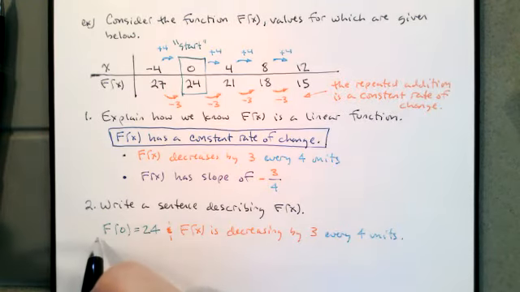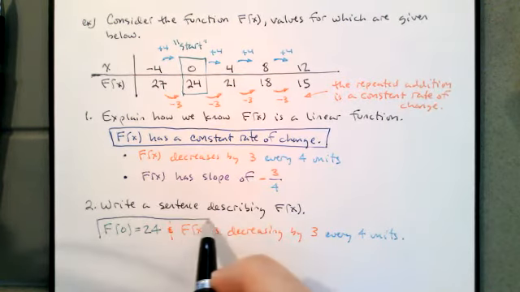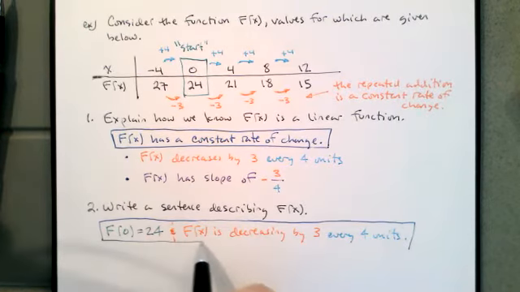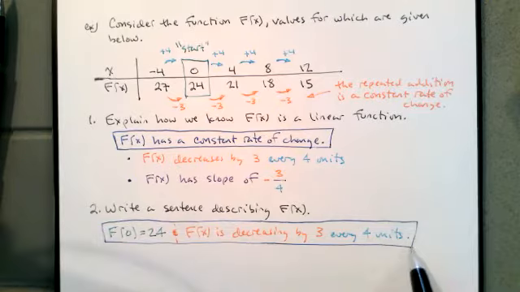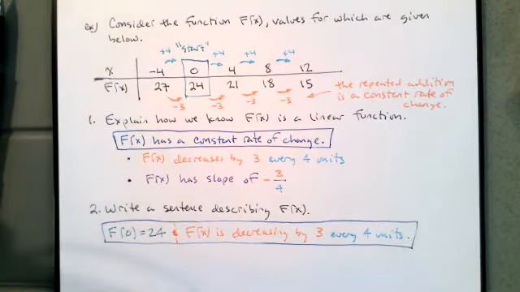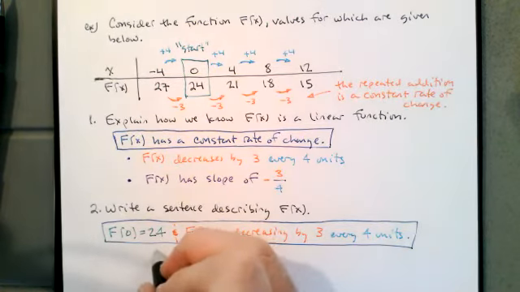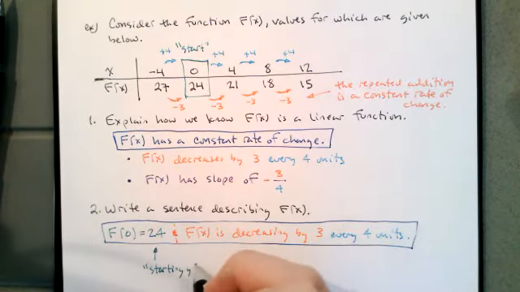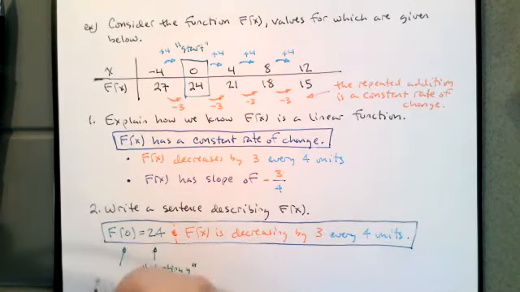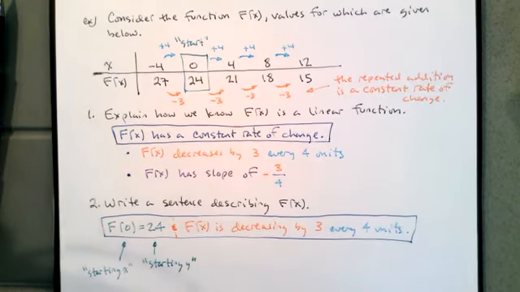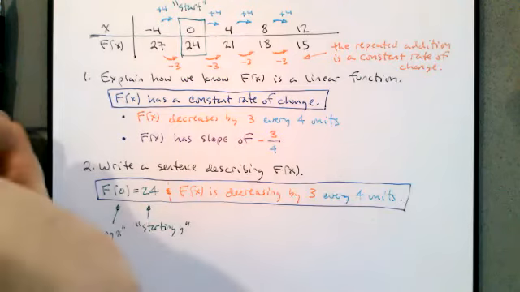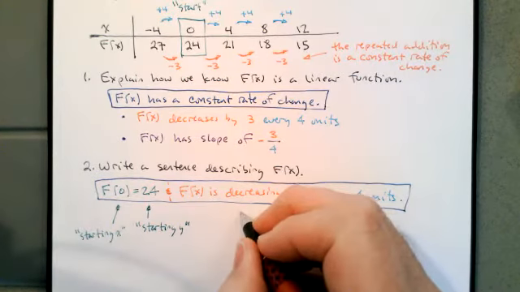There's a sentence describing capital F. We're saying where the function starts. We're saying how the function is changing. And we're saying how often the function makes that change. So 24 is the starting y, 0 is the starting x, which we put in quotes because the function goes on forever in both directions. But we got to pick somewhere to start. Decreasing by 3 is a description of how things are changing.